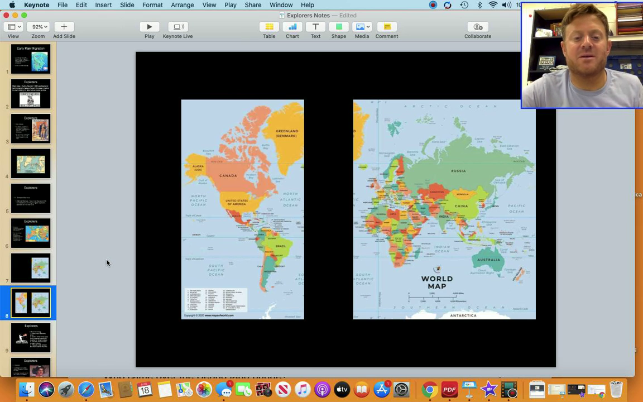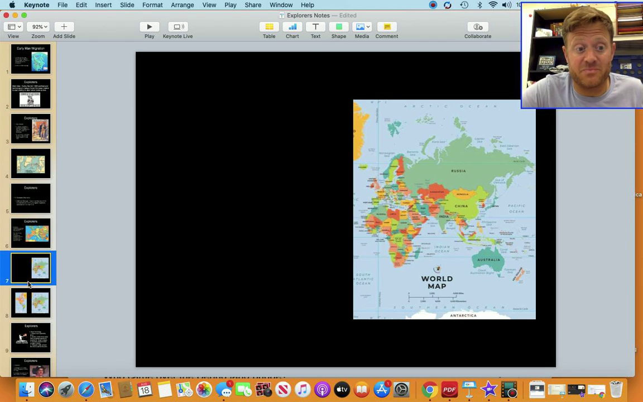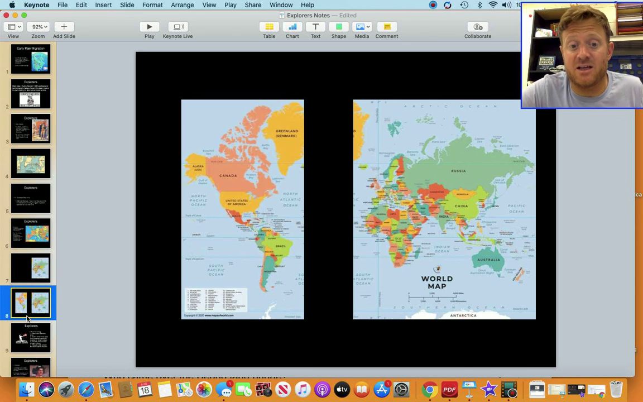He also opens up trade routes, which we're going to talk about tomorrow. But if you can wrap your mind around the fact that the world looked like this, and then literally the next day it looks like this, you're well on your way to understanding Christopher Columbus.